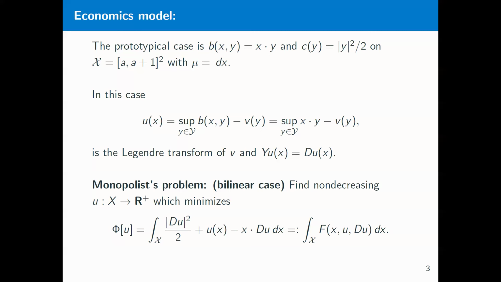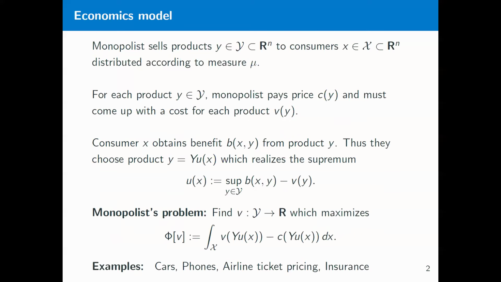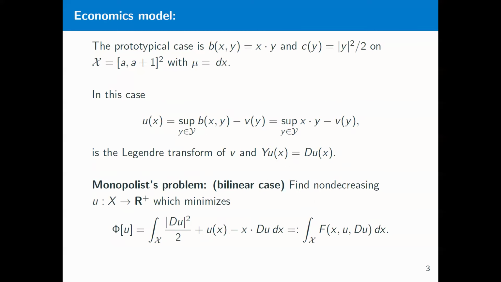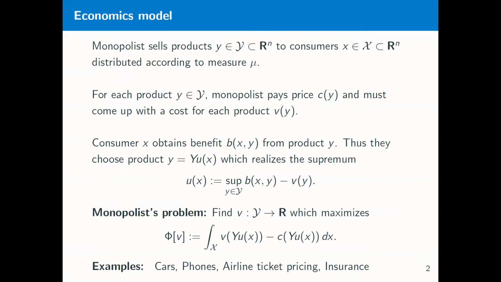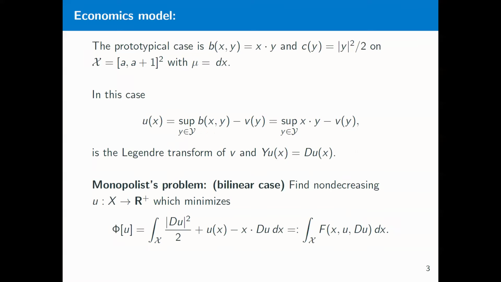And whenever our function U is differentiable, the choice of product the consumer makes, which on the previous slide I denoted by Y_U, is now the derivative DU of X. So rewriting the original functional, which had a V of Y term, at the maximum point, we can rewrite this as U minus X dot Y. An entirely equivalent reformulation is to minimize the following functional.